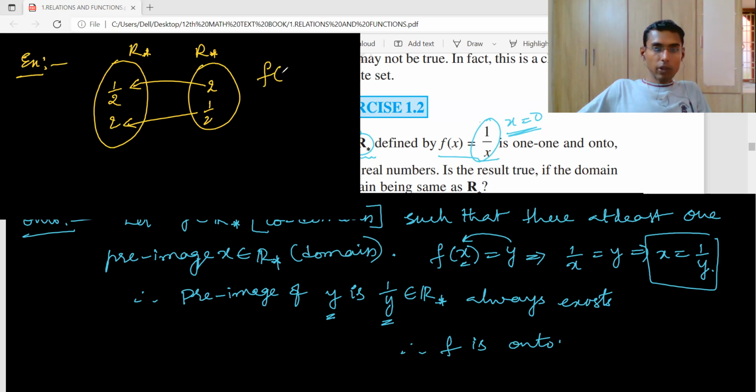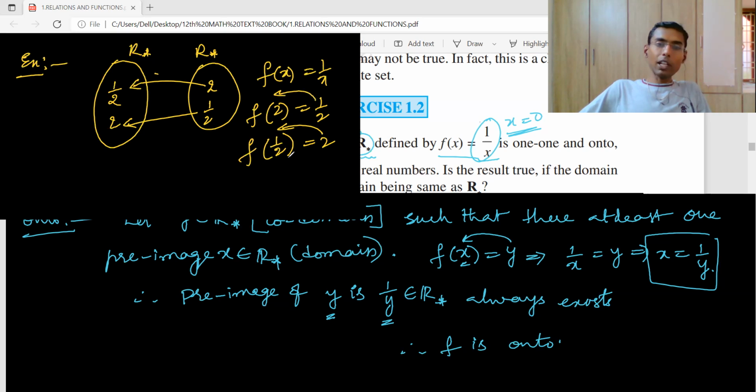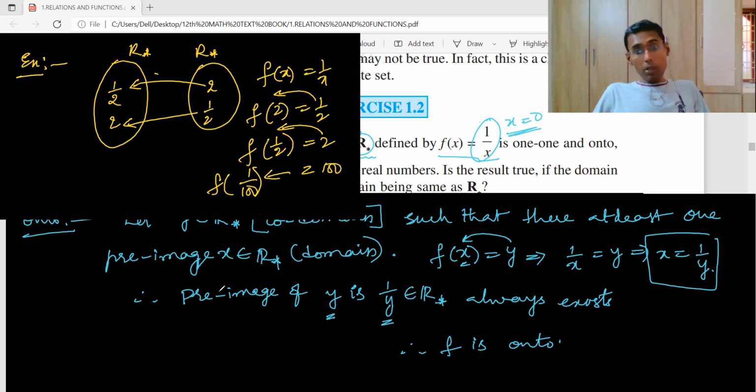See, f(x) is 1 by x. f(2) is 1 by 2. f(1 by 2) is 2. So the pre-image of 2 is 1 by 2, and the pre-image of 1 by 2 is 2. Like that, you take whatever real number you want, its pre-image will be there. You take here 100, its pre-image will be 1 by 100. Yes or no? So for every element, the pre-image is its reciprocal, so that always exists in real numbers.